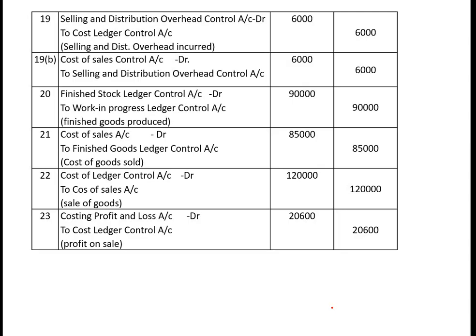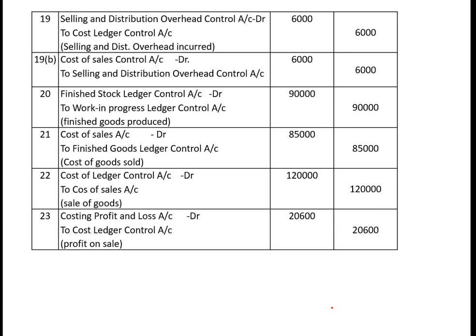So here you can see there is no question of under absorption or over absorption. Whatever we have estimated, actual expenditure is incurred to the same tune. So cost of sales control account debit to selling and distribution control account. After that, we will pass entry number 20, finished goods produced.